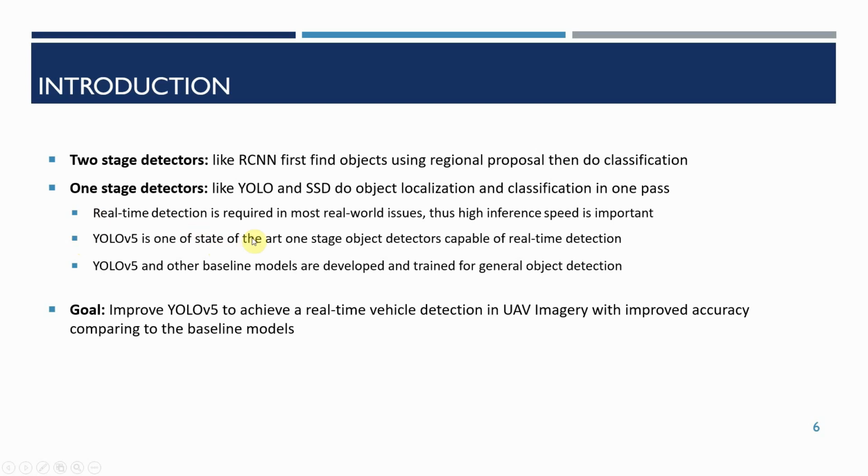YOLOv5 is one of the state-of-the-art one-stage object detectors capable of real-time detection. YOLOv5 and other baseline models are developed and trained for general object detection, so we have to improve this model to be suitable for detecting objects in aerial UAV imagery. So our goal is to improve YOLOv5 to achieve real-time vehicle detection in UAV imagery with improved accuracy compared to the baseline models.